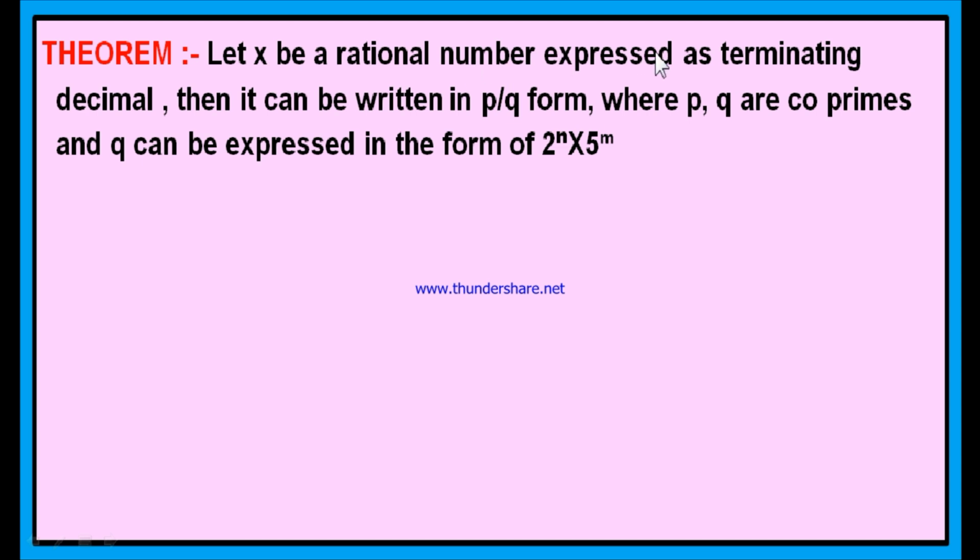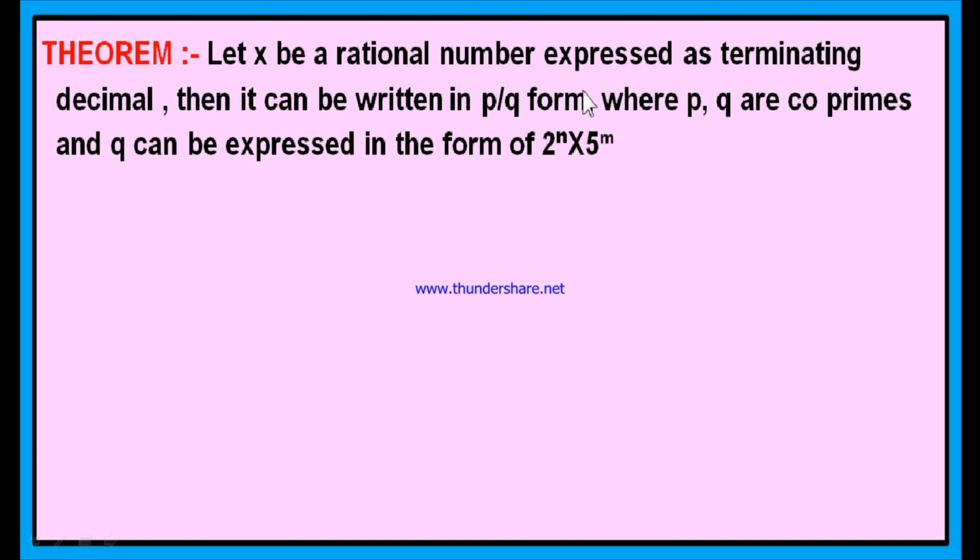Here, a rational number is expressed as a terminating decimal, meaning we have been given a terminating decimal. We know that a terminating decimal is a rational number. Now, if you convert this terminating decimal into p by q form, then that q, the denominator of the fraction, should be expressed in the form of 2 power n into 5 power m.